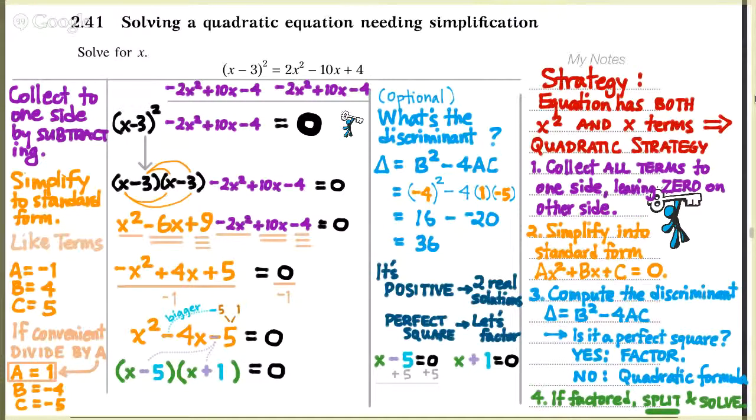Adding 5 to the first equation on both sides gives you x equals 5. Subtracting 1 from the second equation on both sides gives you x equals -1. And there is the solution to this quadratic equation.